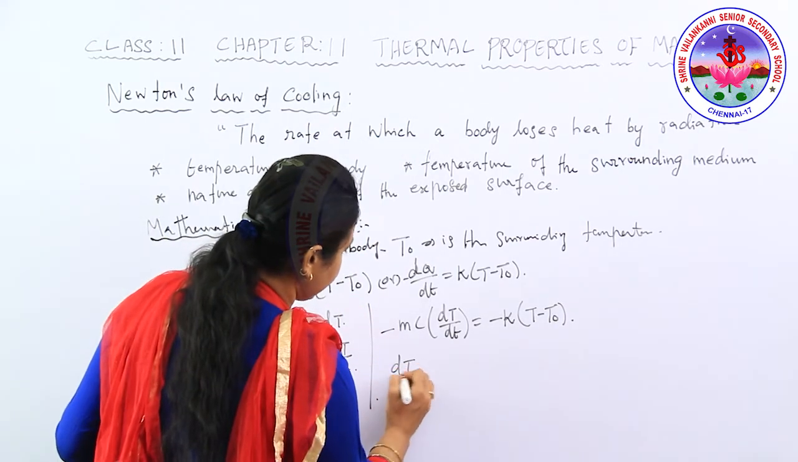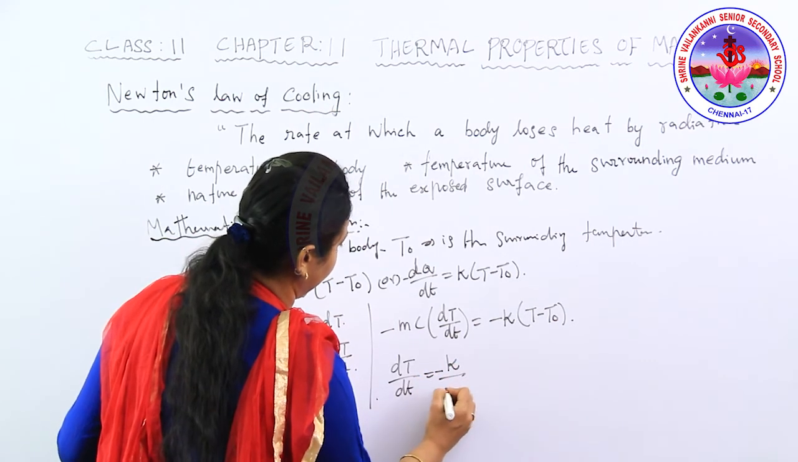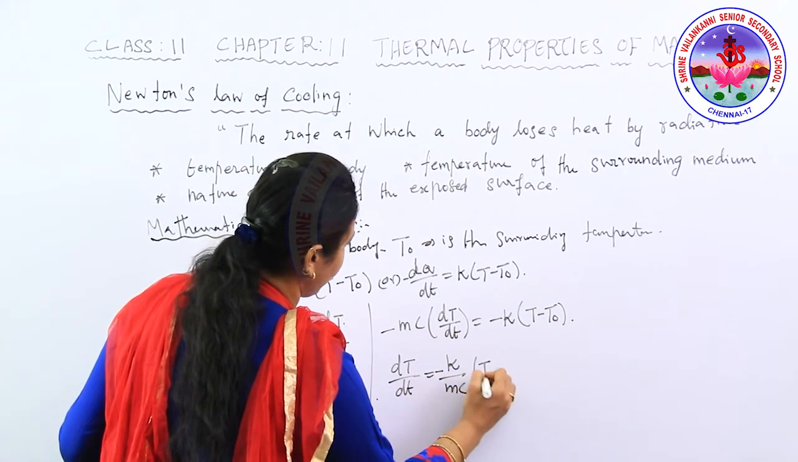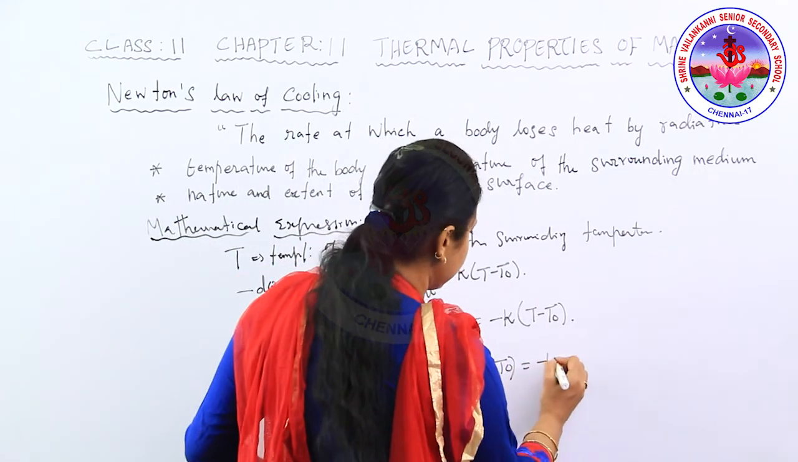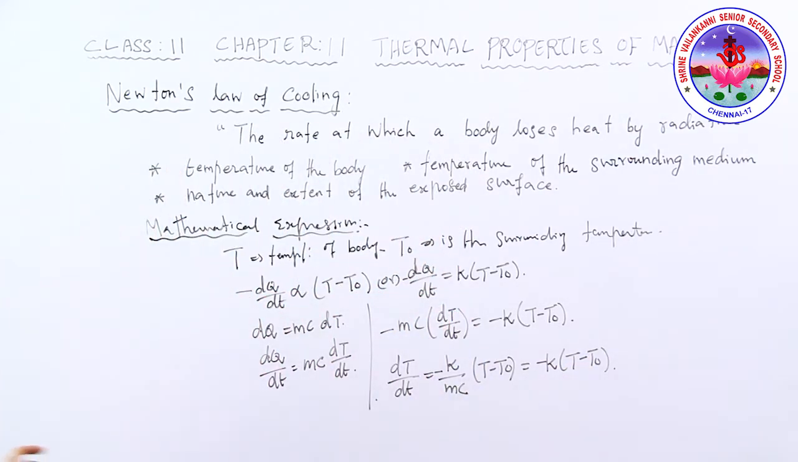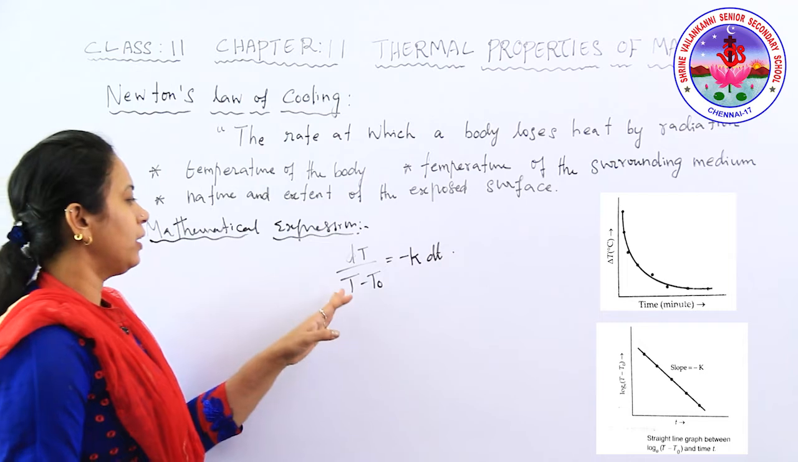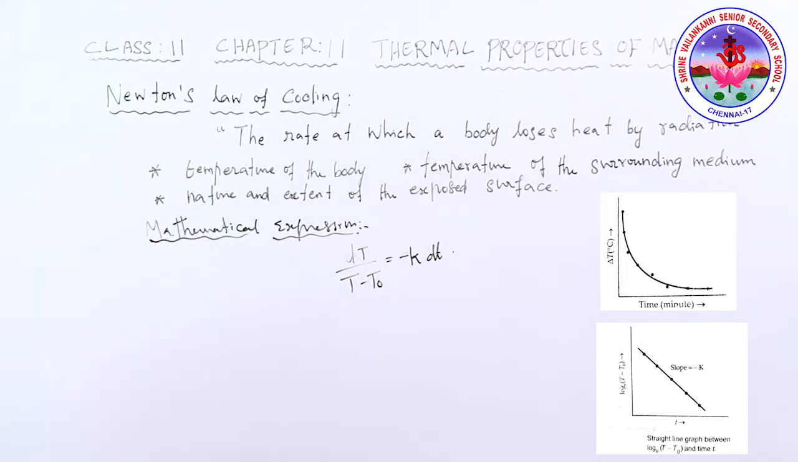So, dT/dt is equal to minus k/mc into (T minus T naught), which is equal to minus k into (T minus T naught), right? So, dT/(T minus T naught) is equal to minus k dt. Now, for integrating both sides, we will get the whole result, right?